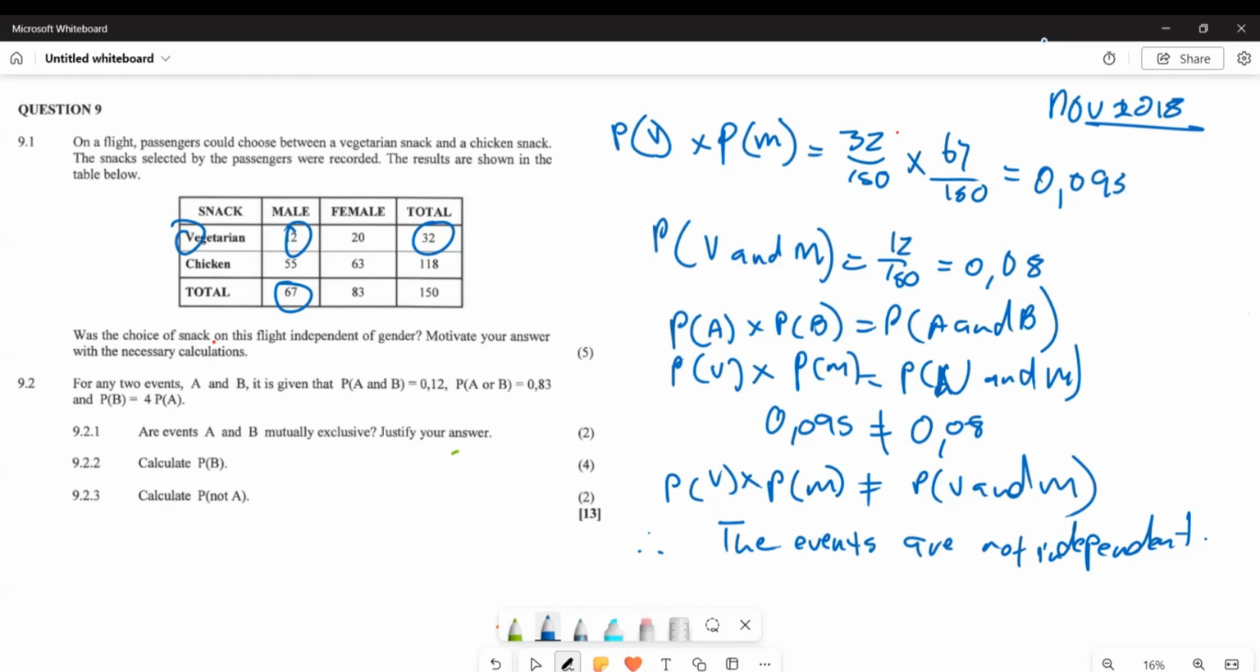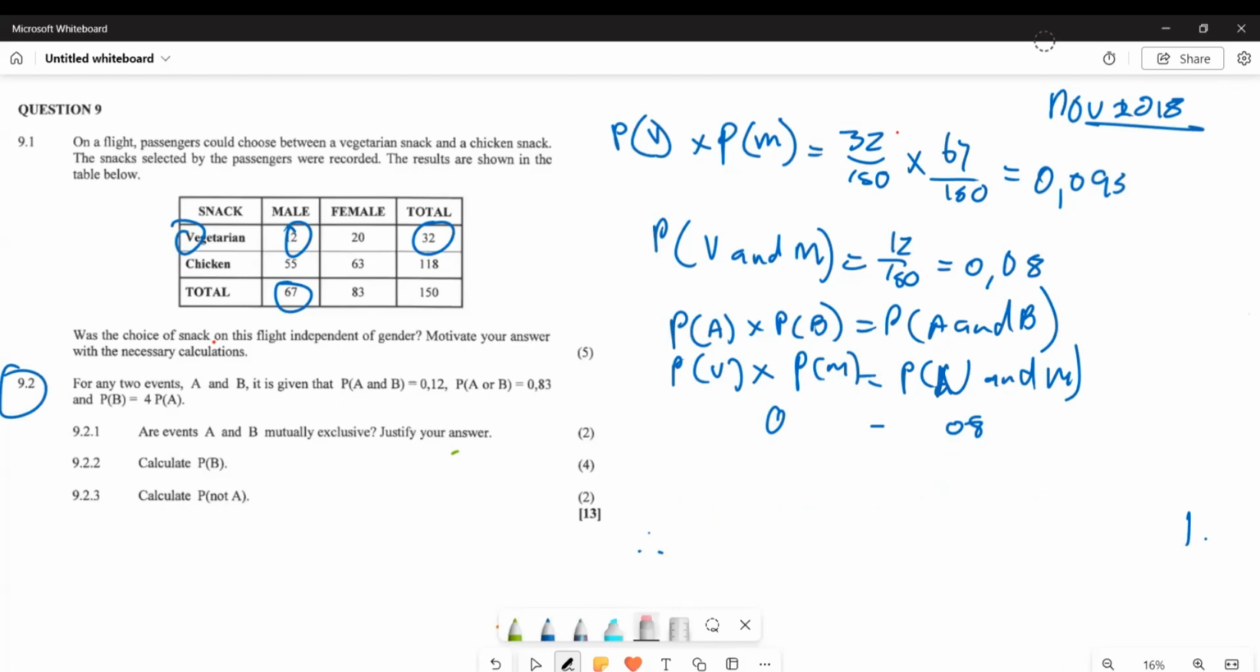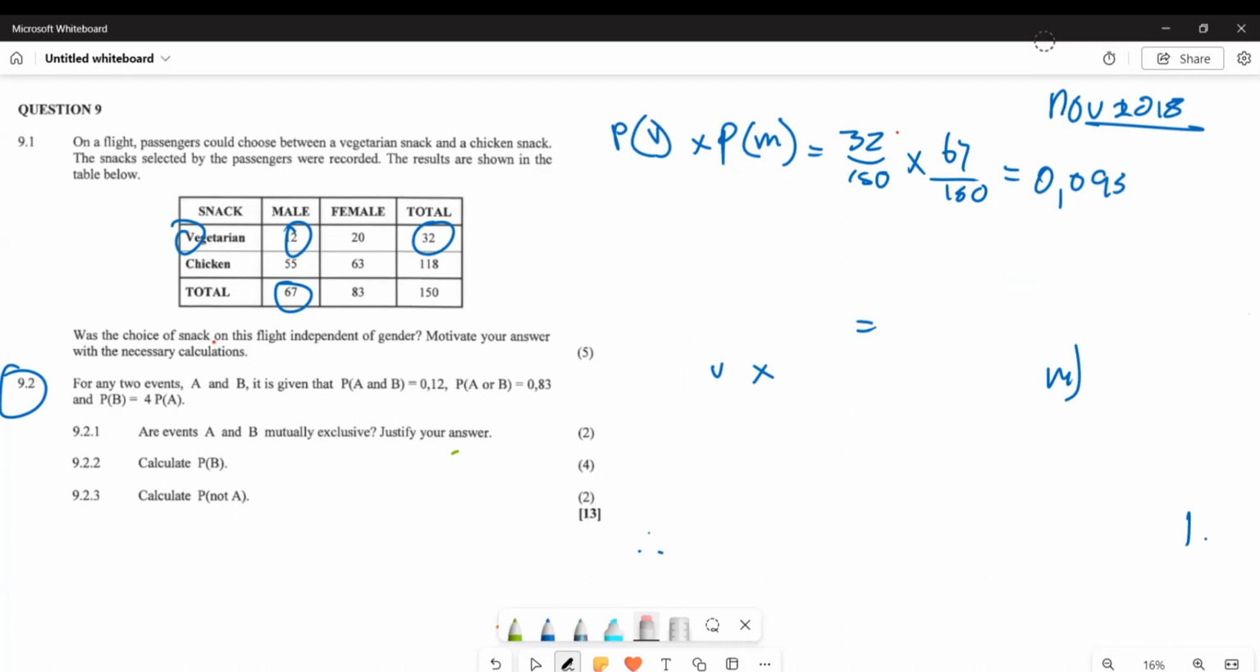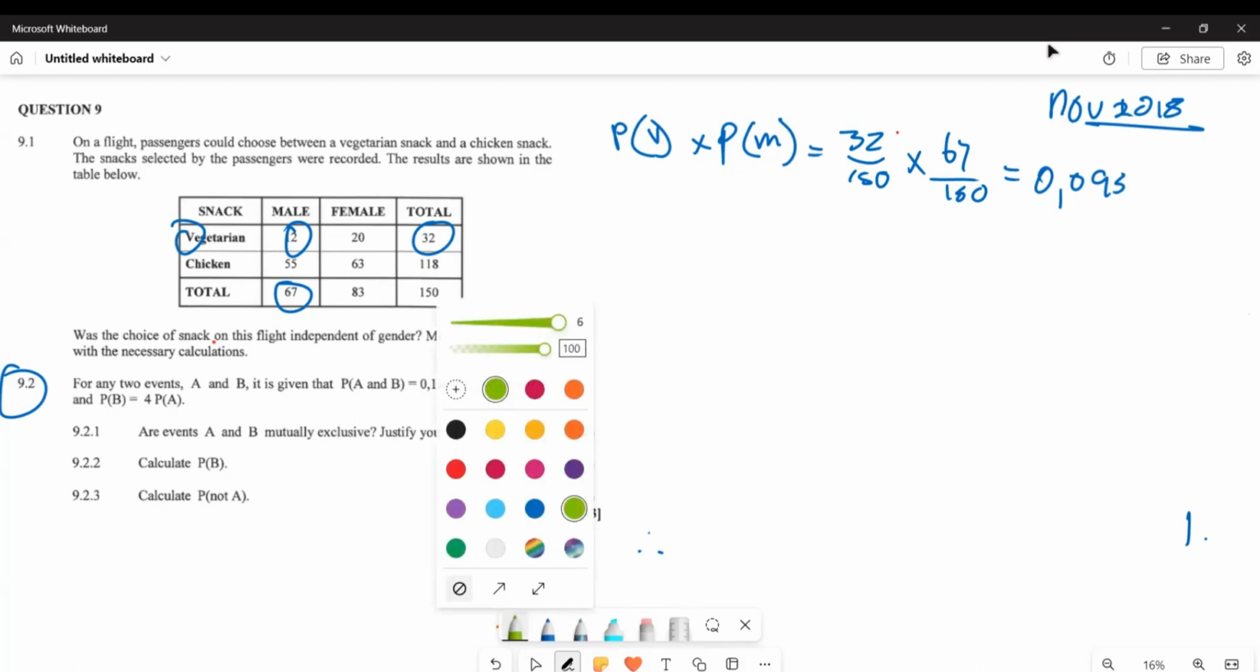Let's look at now our 9.2. What are you given? They say, for any two events A and B, it is given that the probability of A and B is 0.12, and the probability of A or B is 0.8, while the probability of B is 4 times the probability of A.